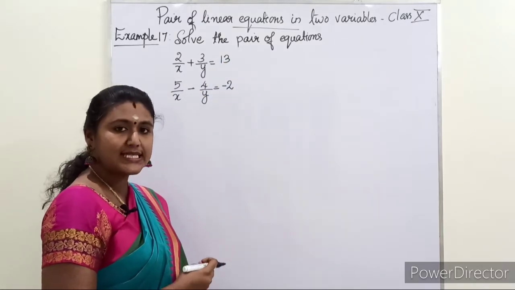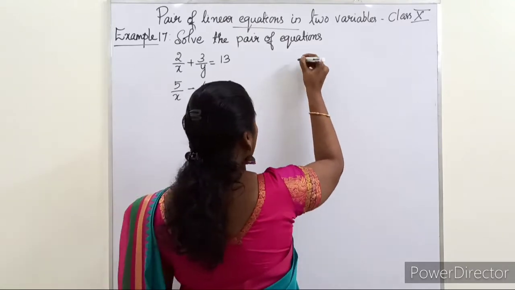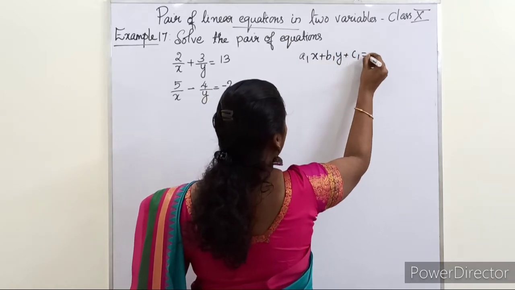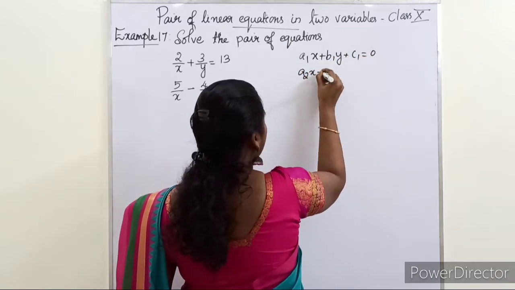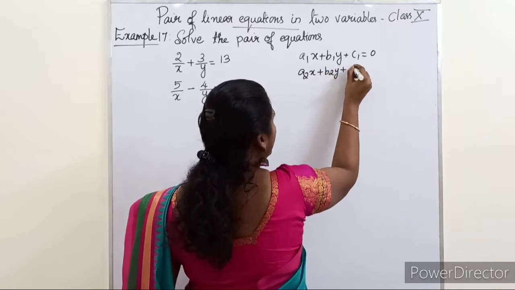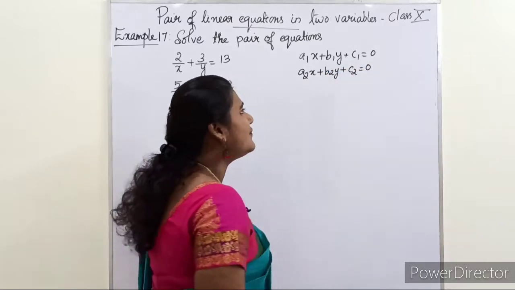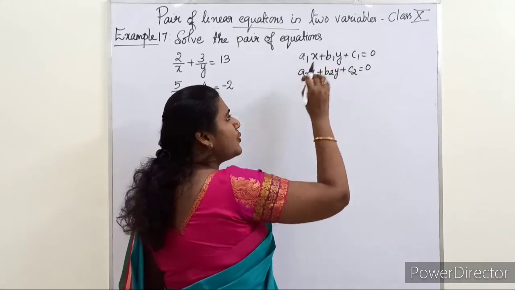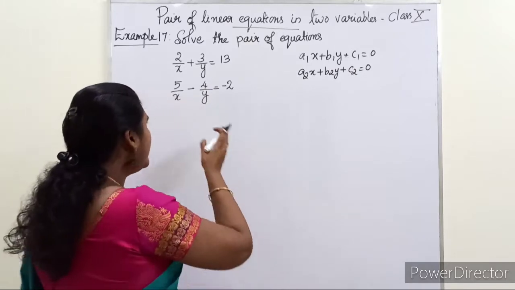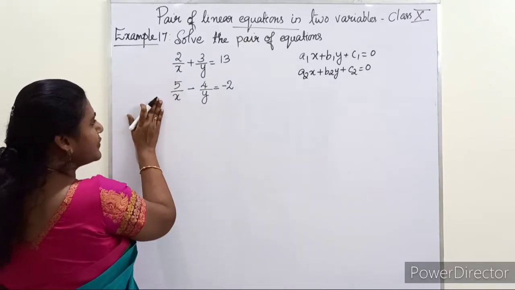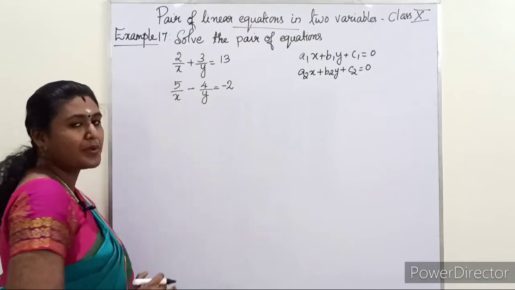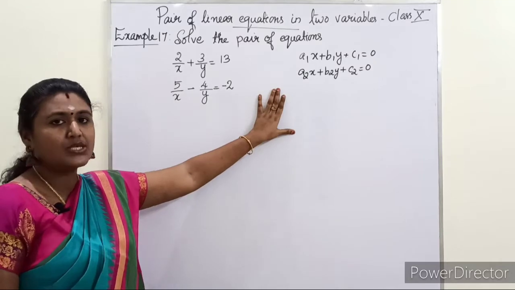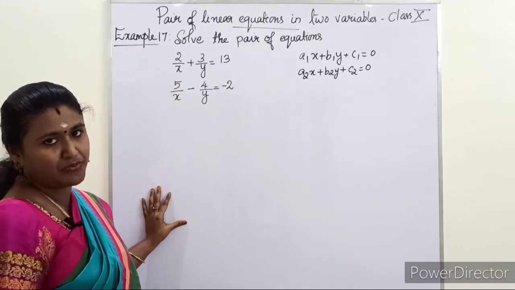You know what the standard form of a pair of linear equations is: a1x plus b1y plus c1 equal to 0, a2x plus b2y plus c2 equal to 0. So this is the standard form. Here, the variables x and y should be in the numerator. But in this question, these two equations have variables in the denominator. So these equations are not in standard form. So how will you solve such type of equation?